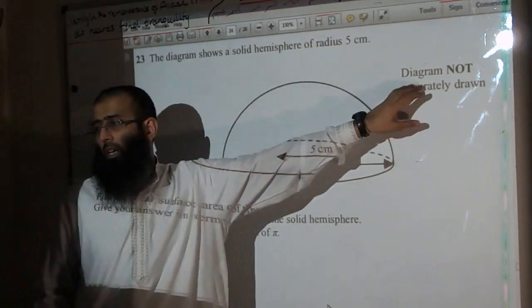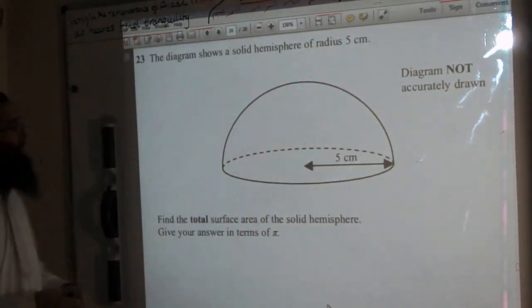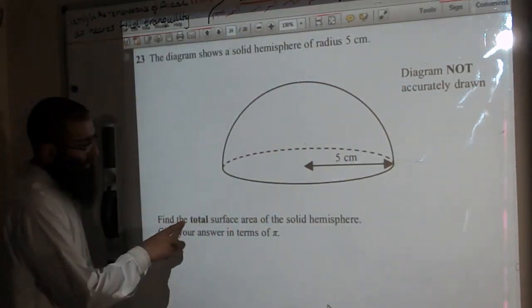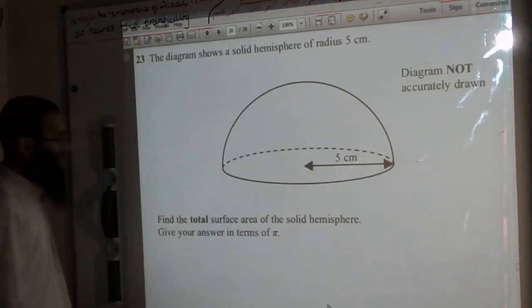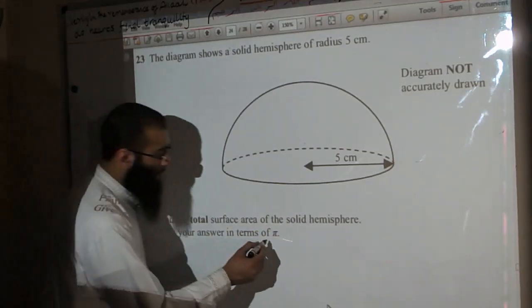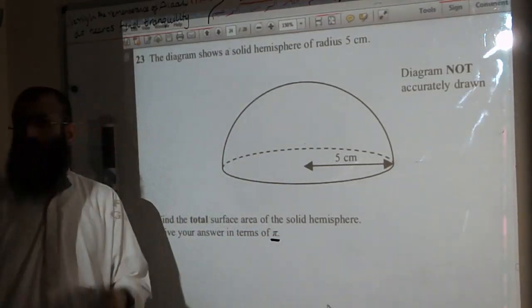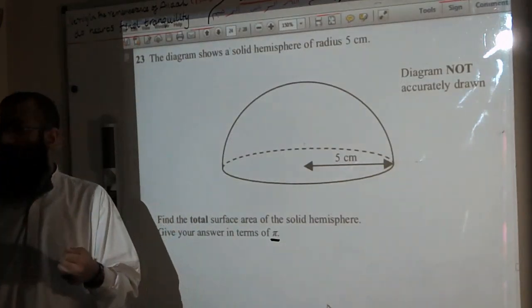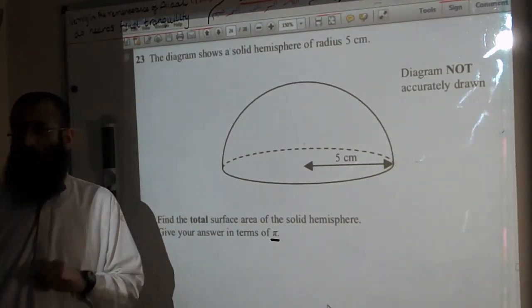Diagram not accurately drawn, so again, please don't start measuring and stuff. And find the total surface area of the solid hemisphere. Give your answers in terms of pi. That means you don't need to physically work out any numbers, start multiplying by 3.14 and that.